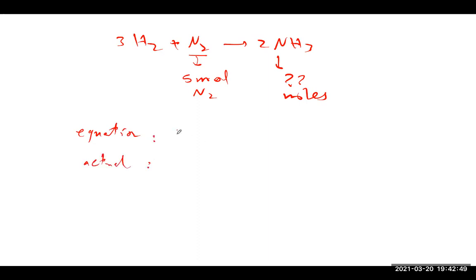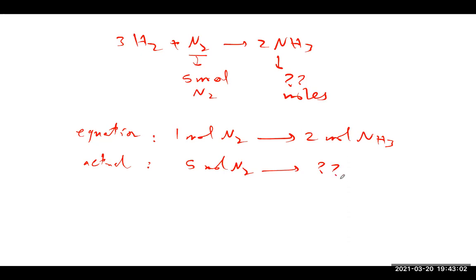Okay, so from the equation, 1 mole of N2 will give you 2 moles of NH3. So 5 moles of N2 will give you what? By using this ratio, we need to multiply 2 times 5 over 1. So it will be 10 moles of NH3. So you need to calculate it like this.